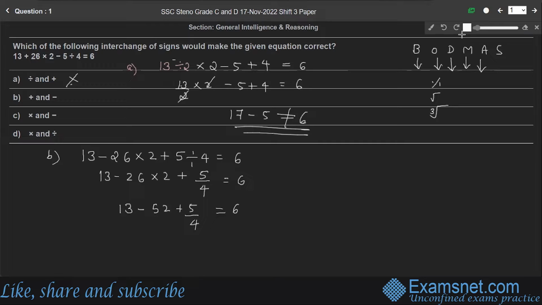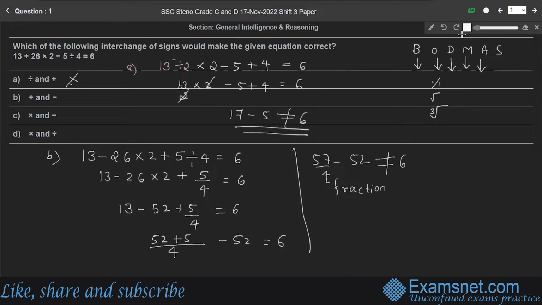Next we have addition. So 13 plus 5 by 4, where 4 is the LCM. So 52 plus 5, 57 by 4, and at last we have minus 52, which should be equal to 6. It is not equal to 6 because 57 by 4 gives a fraction. A fraction minus 52 cannot be equal to 6. Therefore, option B doesn't balance the given equation.